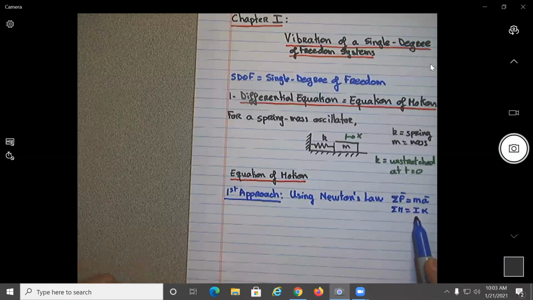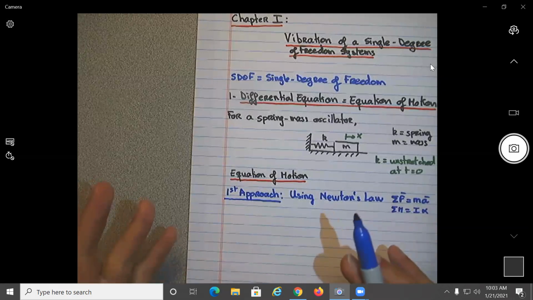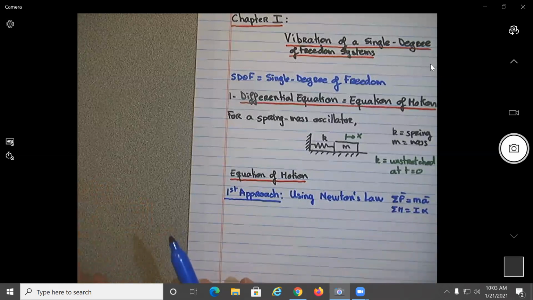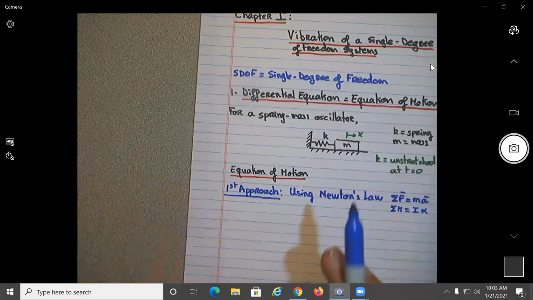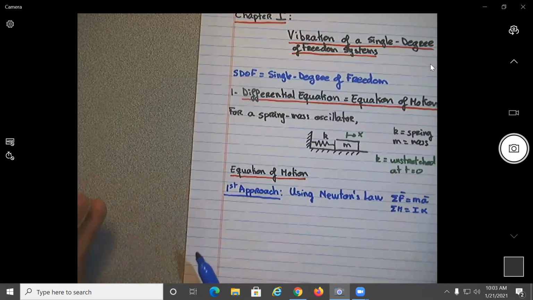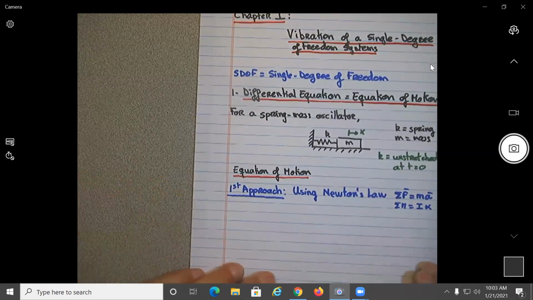You probably learned from dynamics that an object can either move in translation or in rotation. If the object has both motions, translation and rotation, you can break the motion of that object into the two components, the translational and the rotational. Right. So just using this one.